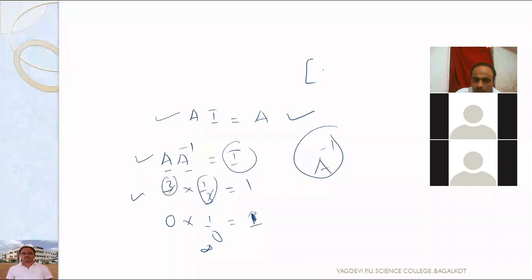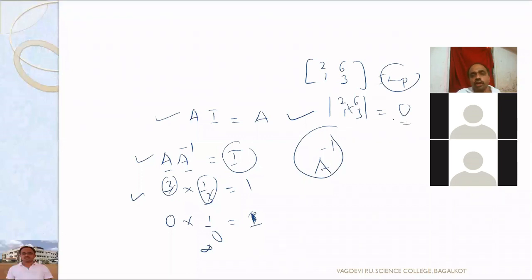For example, observe carefully. 2 6 1 3. Observe very carefully. This is very important. What is this matrix 2 6 1 3? It is not a 0 matrix. It is not a null matrix. But what is the value of the determinant? When you convert that matrix to a determinant, what is the value? 2 into 3, 6. 1 into 6, 6. 6 minus 6 will be 0.